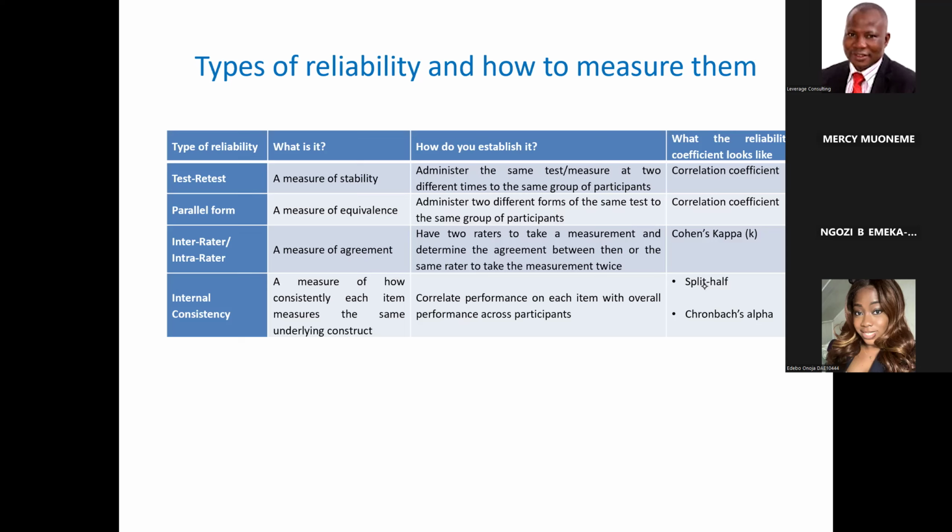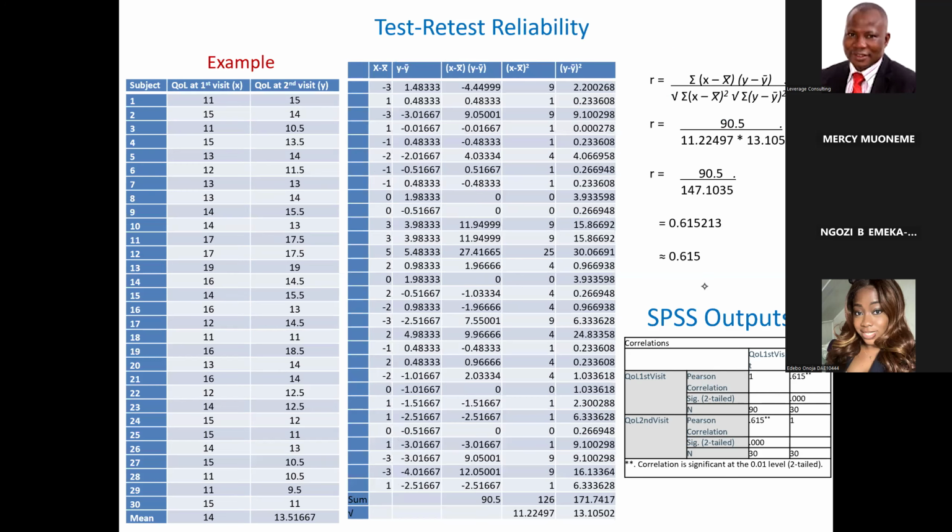Internal consistency is a measure of how consistent each item is in measuring the same underlying construct. Correlate performance on each item with overall performance. Split-half comes later. We'll talk about it because, for you to understand internal consistency, we need to understand the construct. Some of these we are not running because we have run test research. This is just an example.